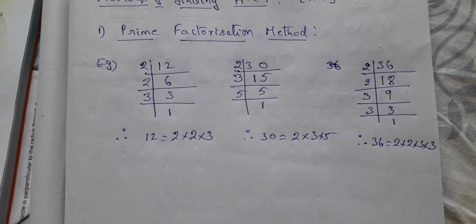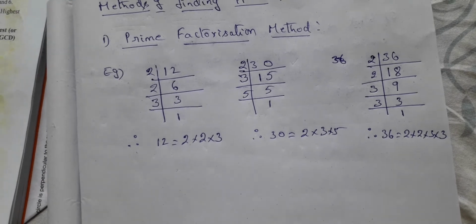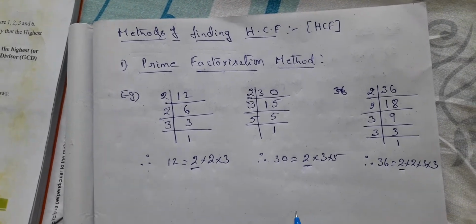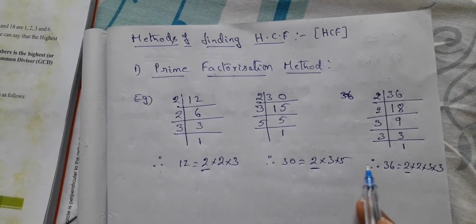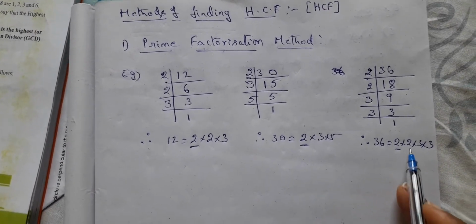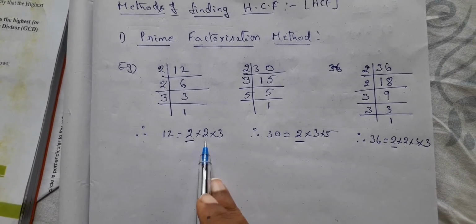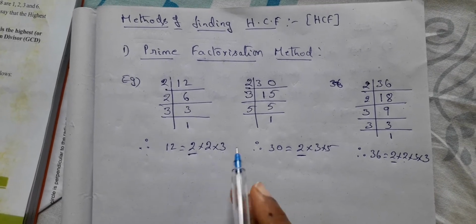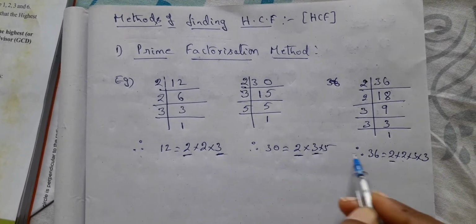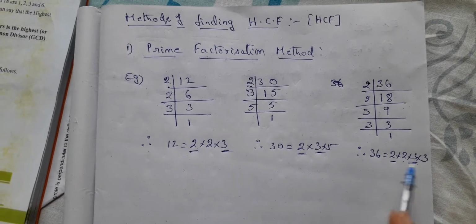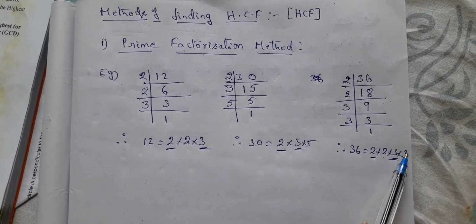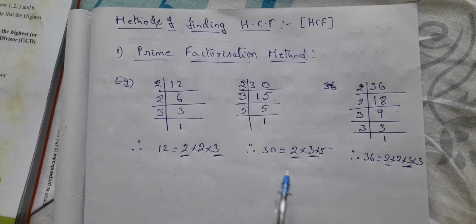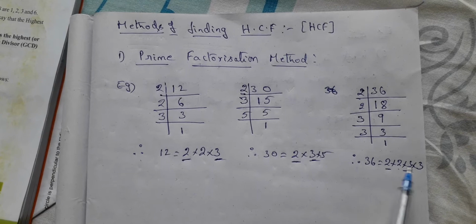Now to understand what are the common things that you have. Yes, 2 is common everywhere. Then is another 2 common? No, another 2 is not common. It is there in 36 as well as in 12, but it is not there in 30. So therefore one 2 is common. And now going to 3. Is 3 common? Yes, 3 is common everywhere. How many 3s are common? Only one 3 is common. Here you have two 3s, but here only one 3 and one 3. So what is common here? 2 into 3.